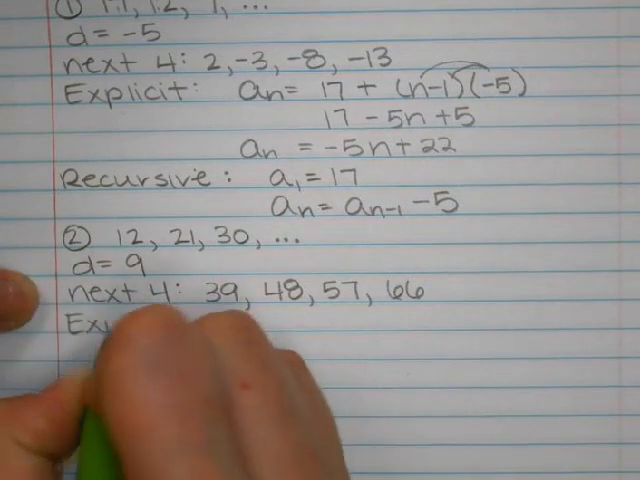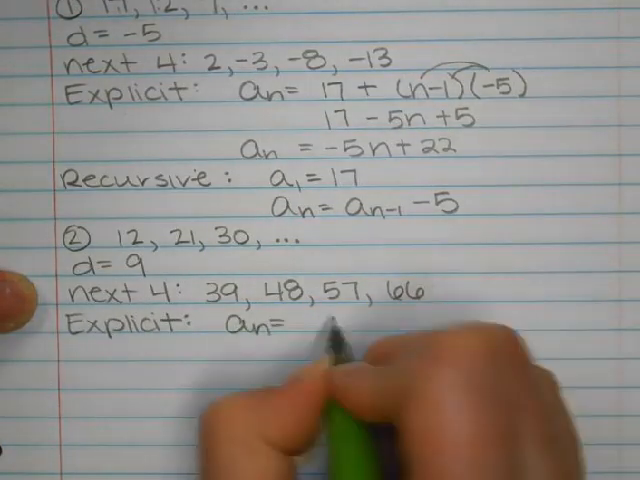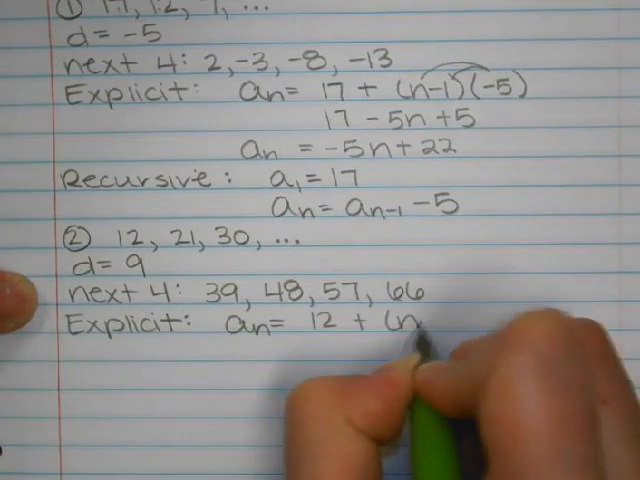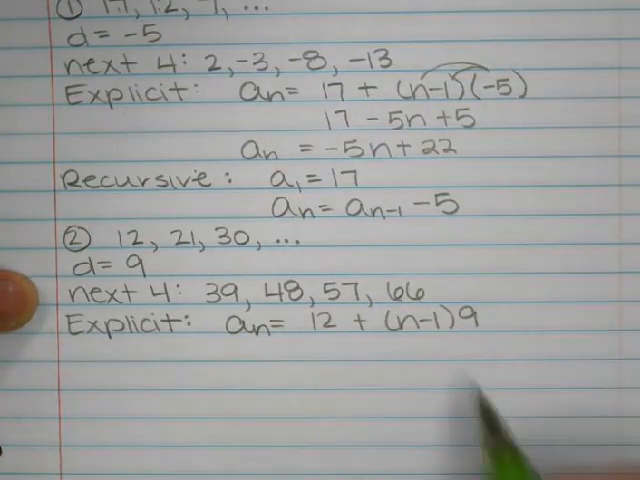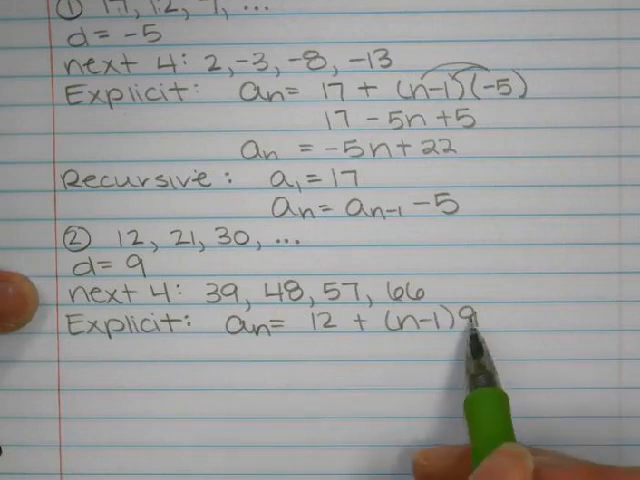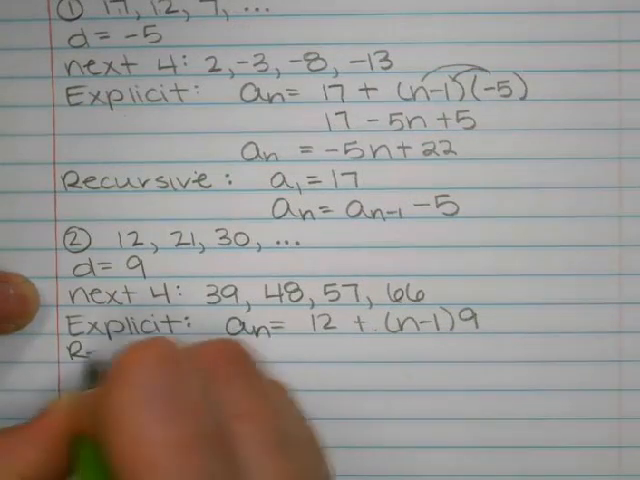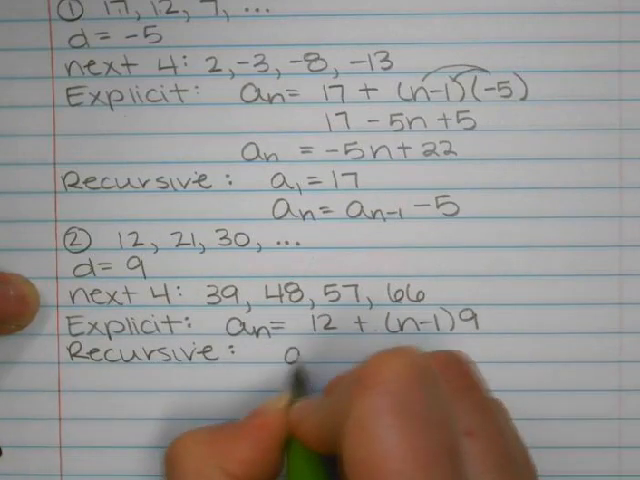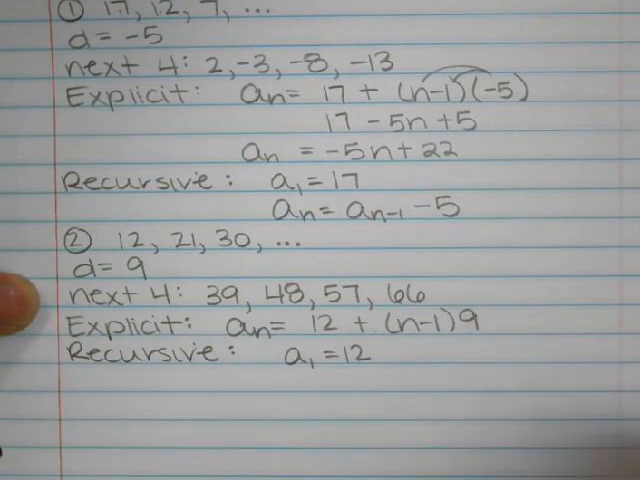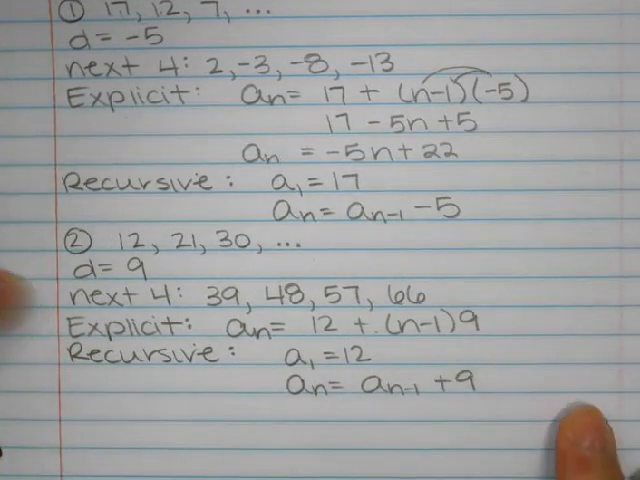The explicit formula would be the first term plus n minus 1 times 9. And again, you can leave it just like this. If you want to move the 9 in front of the parentheses, you could do that. If you want to distribute the 9 and get rid of the parentheses, you're welcome to do that as well. The recursive formula is going to be, I should start off at 12, and then my pattern is to add 9 each time.